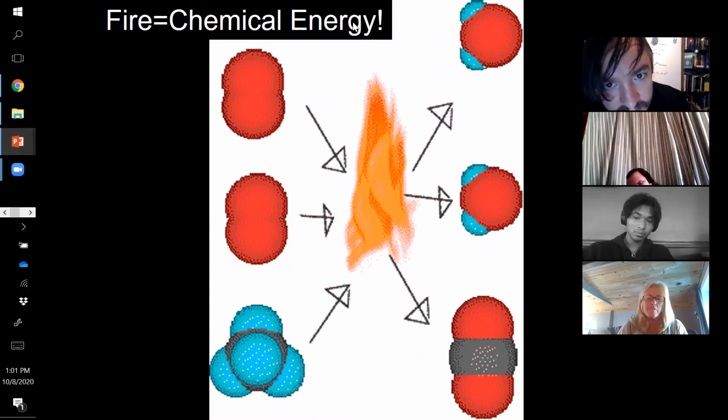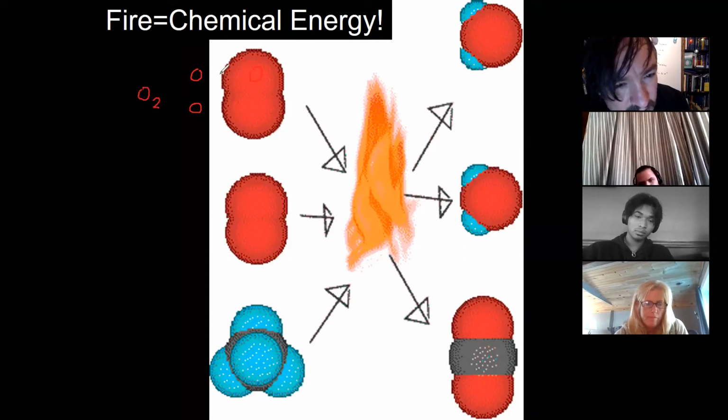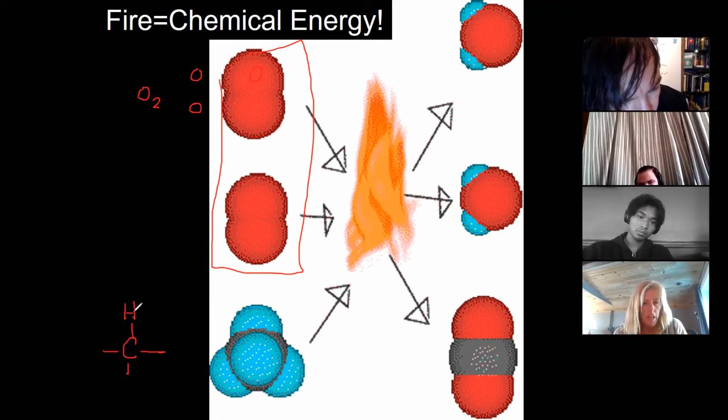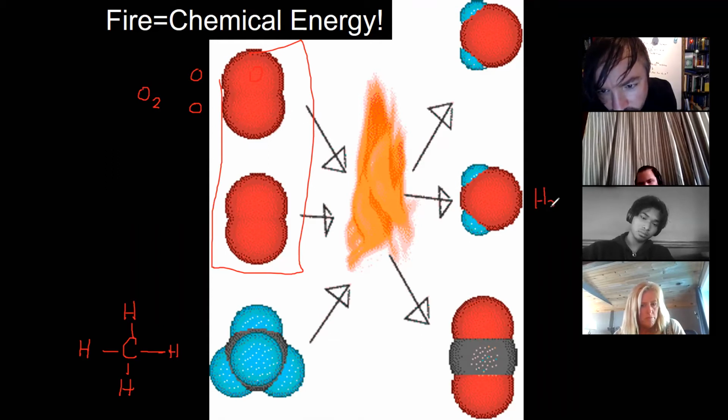So for instance, here I have some oxygen molecules. The red pellets are oxygen, okay? So I have two oxygen atoms. They make a molecule called O2. And if I mix 2 parts oxygen with 1 part methane, the black atom is carbon and the blue atoms are hydrogen, you will get a violent chemical reaction where the atoms change their dance partners. Over here, you end up with H2O, and here you end up with CO2.